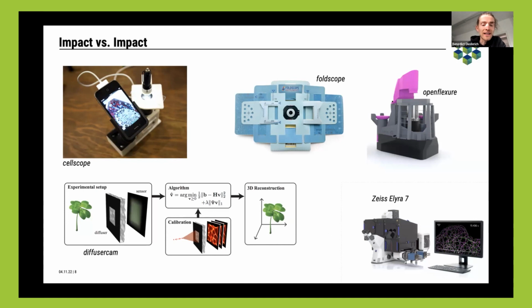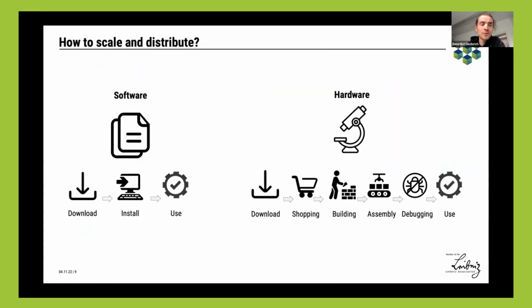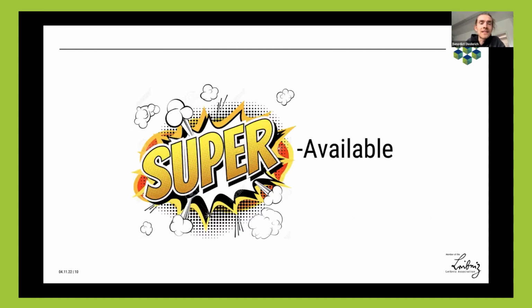The problem, however, is that in many cases with software, if it's well written, you just download it, install it, and then use it. That's all fine. In hardware, that's more challenging, because you have to download it, do the shopping, building, assembly, debugging, because it never really works in the first place, and then eventually you can use it. Whoever has eventually built one of our systems, like these little tiny cubes here, or an OpenFlexure, knows it takes some time to get used to it. So what we're trying to do is change that, so that building hardware becomes a bit more off the shelf.